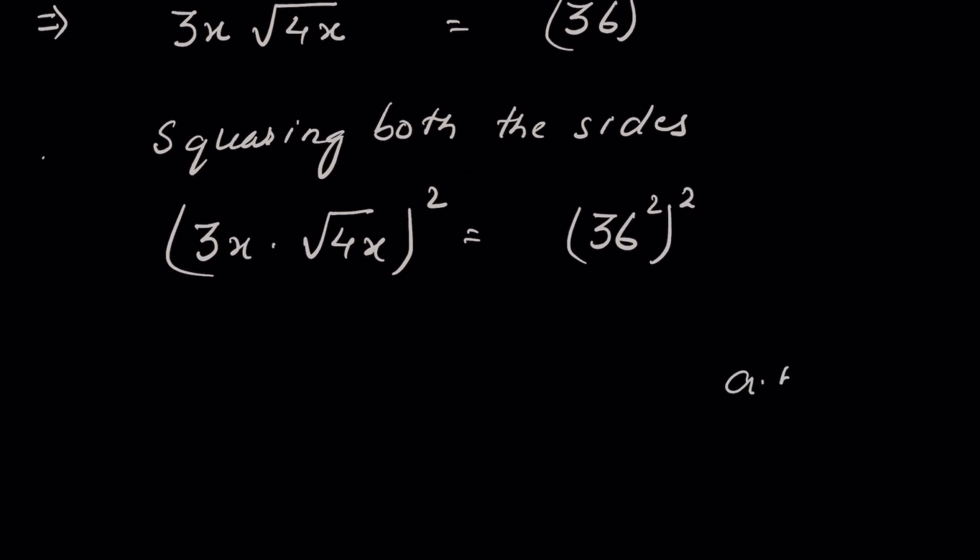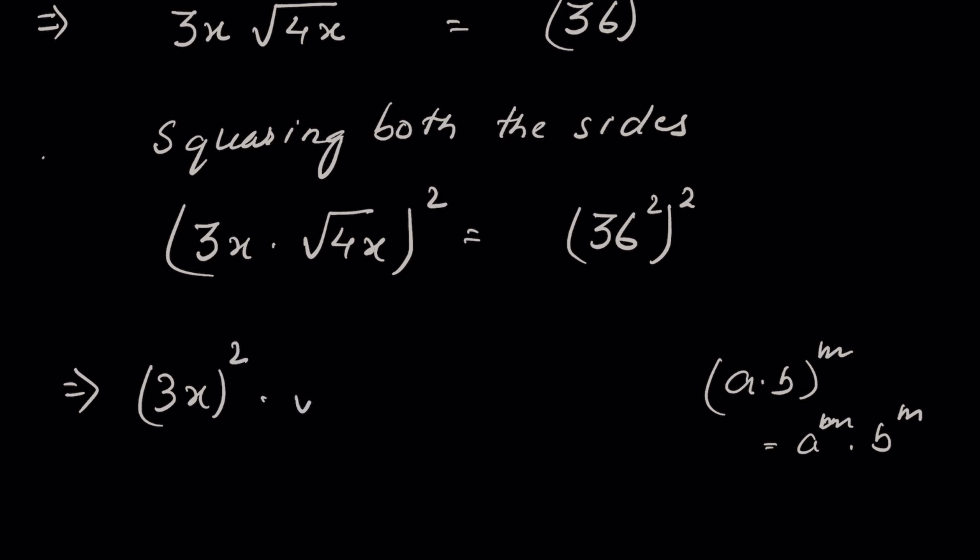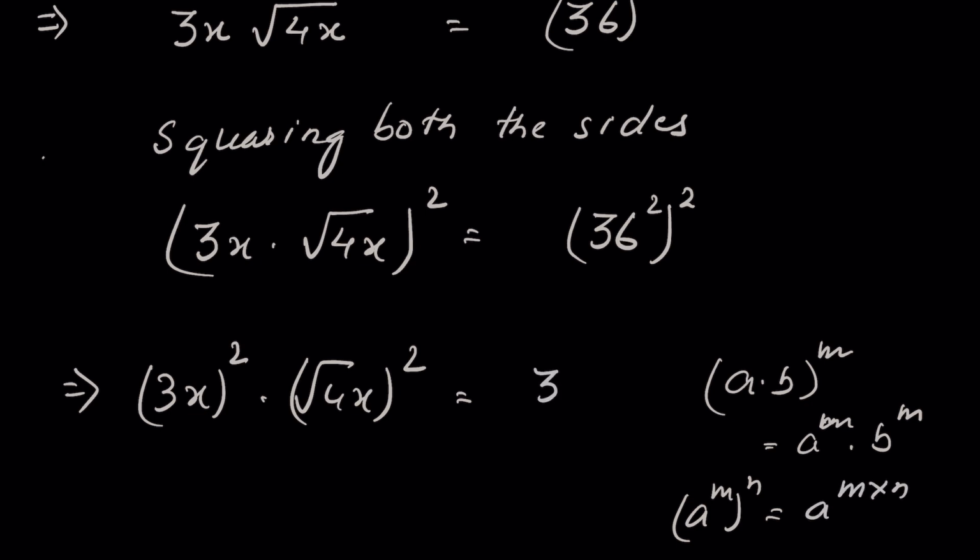When a times b is raised to the power m, it is equal to a raised to the power m times b raised to the power m. So this will be (3x) squared times (√(4x)) squared is equal to, this will be then a raised to the power m whole raised to the power n. It is equal to a raised to the power m times n. So this will be 36 raised to the power 4.